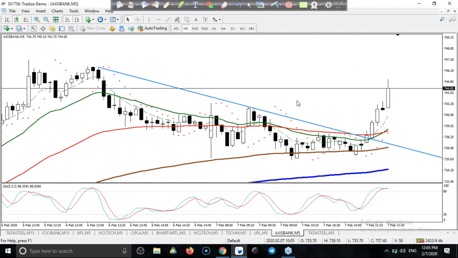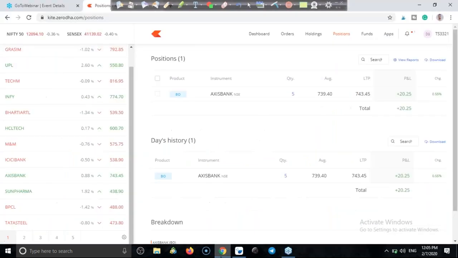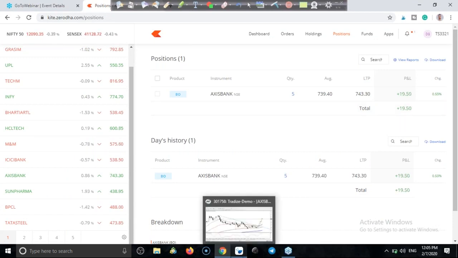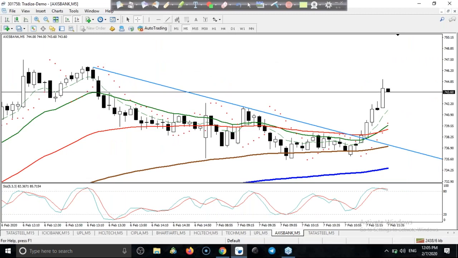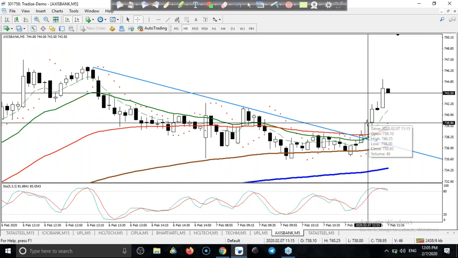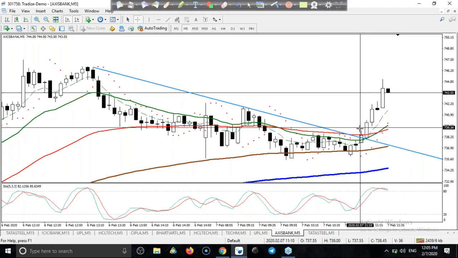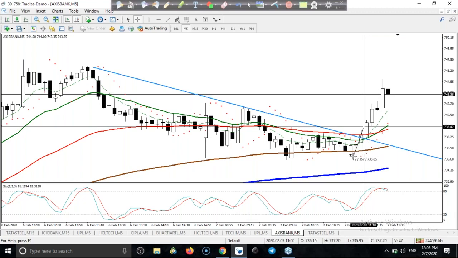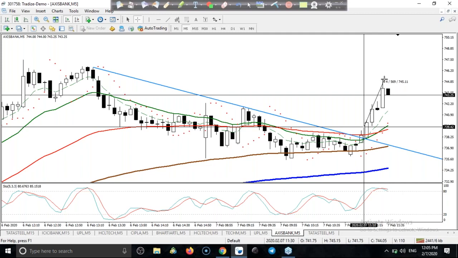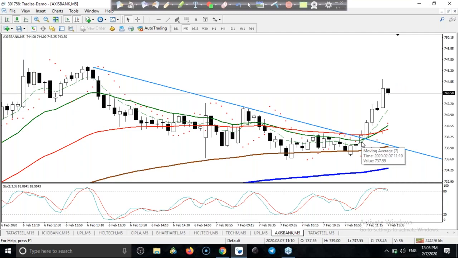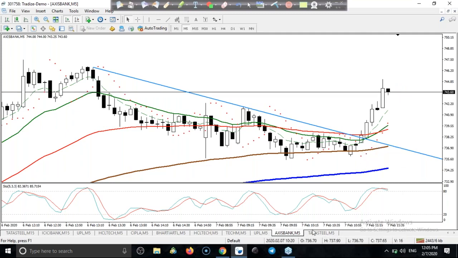In Axis Bank, I think we have already saved 4 rupees. You can see this is profitable. I think we have already done 1:2. Where is our entry point? Let me check. Here, that is a breakout, a little more above 3.6. Yeah, I think it has already hit our target. Whatever, I think you people are able to understand how to enter exactly in this market.